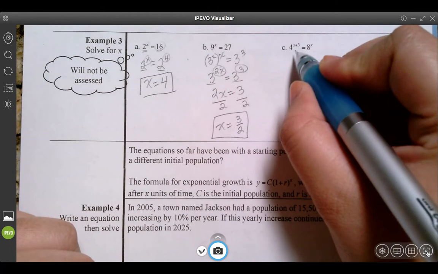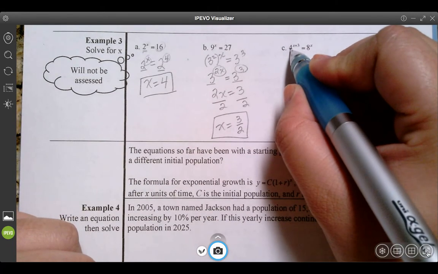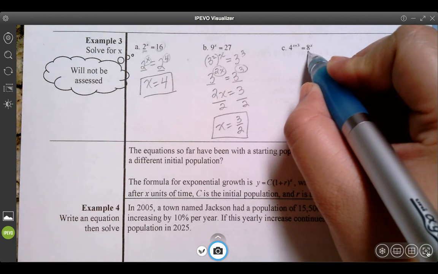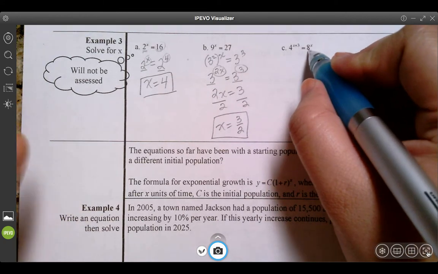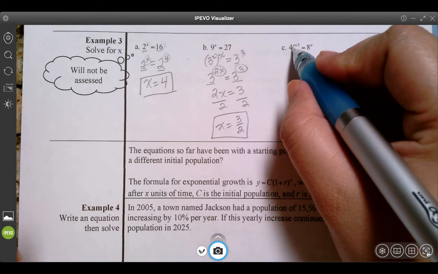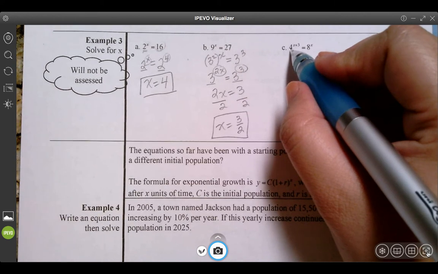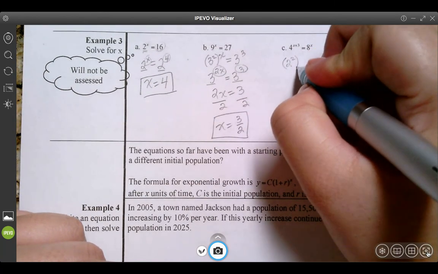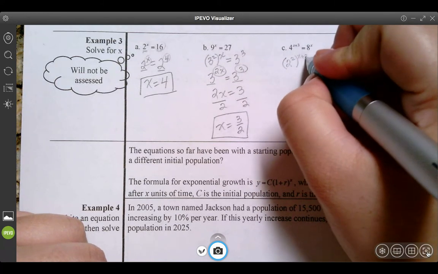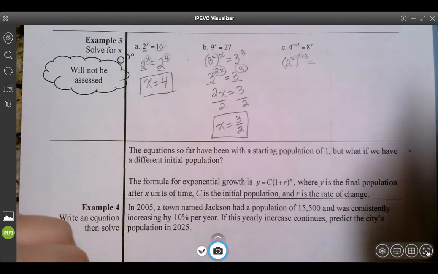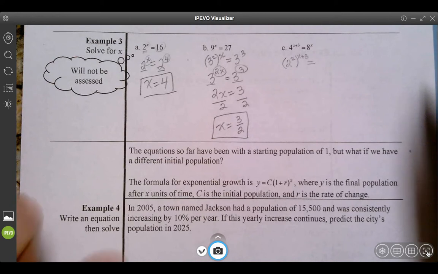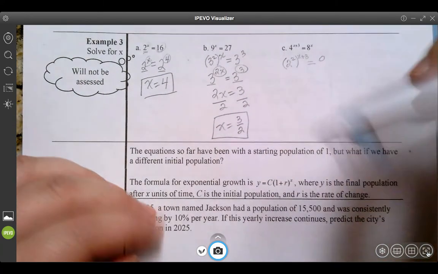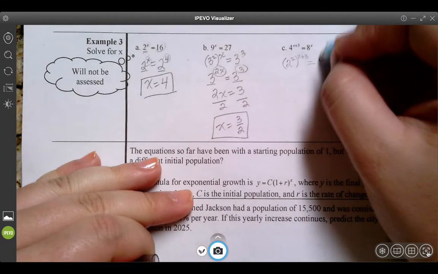So let's look at this example. 4 is my smaller number, and so I want to know, can I write 8 as a power of 4? 4 squared would be 16, so that didn't work. Then I ask, can 4 be written as a smaller base? Well, 4 is actually 2 squared. So we'll rewrite this, 2 squared to the x plus 3 equals, can 8 be written as a power of 2? 2 times 2 is 4, times 2 is 8. So I know that 8 is 2 cubed.